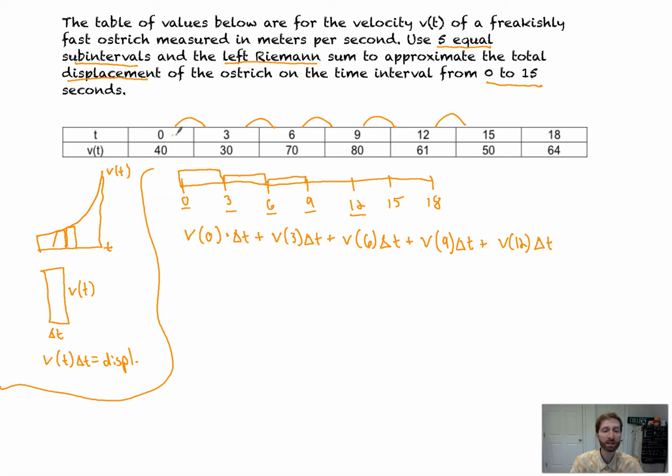Now notice that delta t is the same in all of these. It's 3 every single time. Every single time. So I'm going to factor this delta t out when I go to find my value. So that's going to be 3 times v of 0.